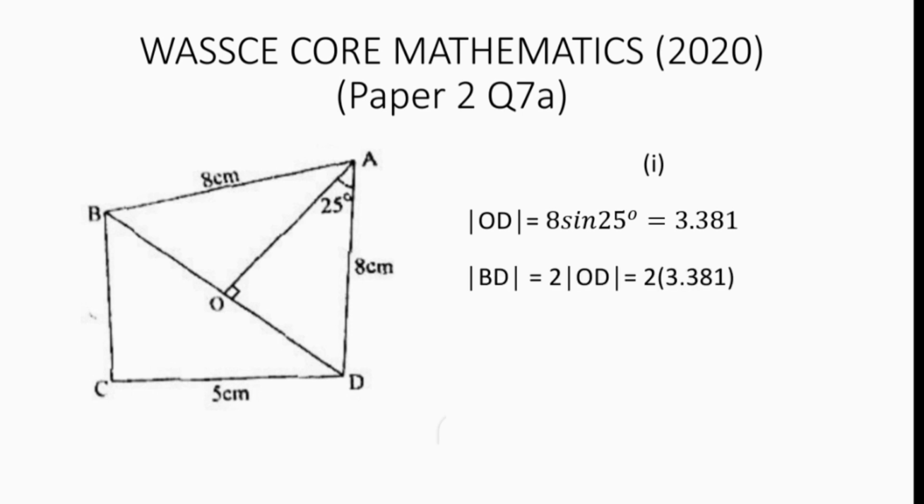Now, to be able to find line BD, as we have already solved for line OD, 2 times line OD will give us line BD. So line BD is equal to 2 multiplying 3.381, which will give us 6.762. But the question asked us to leave our answer in the nearest whole number. So we will have line BD equal to 7 centimeters.